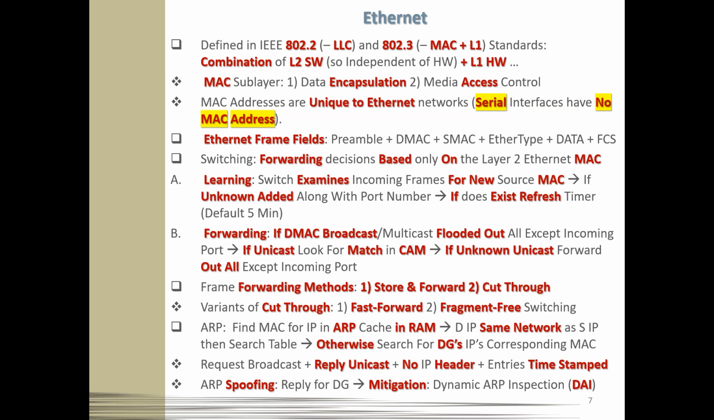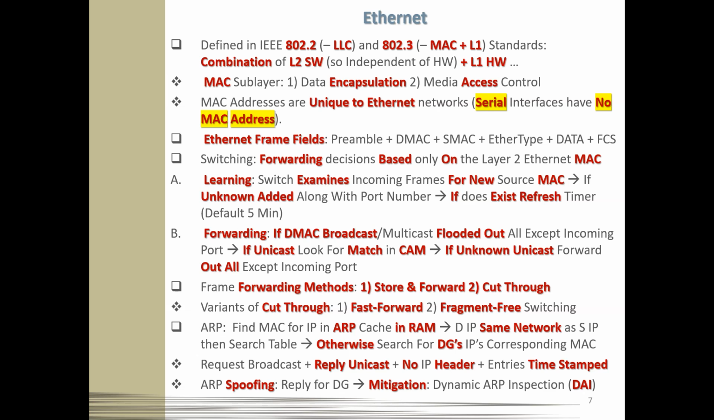Next field that we have is a 2-byte field called EtherType, and the purpose is to identify the upper layer protocol encapsulated within this Ethernet frame. So it can have different values. The common values are for the IPv4 protocol or the IPv6 protocol, or this famous one, ARP, Address Resolution Protocol. Different values for each of them specify the upper layer protocol encapsulated within this Ethernet frame.